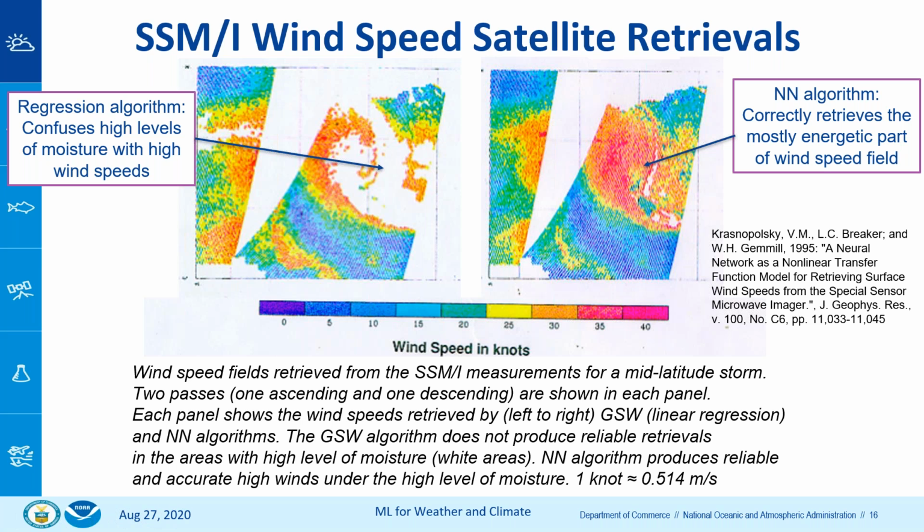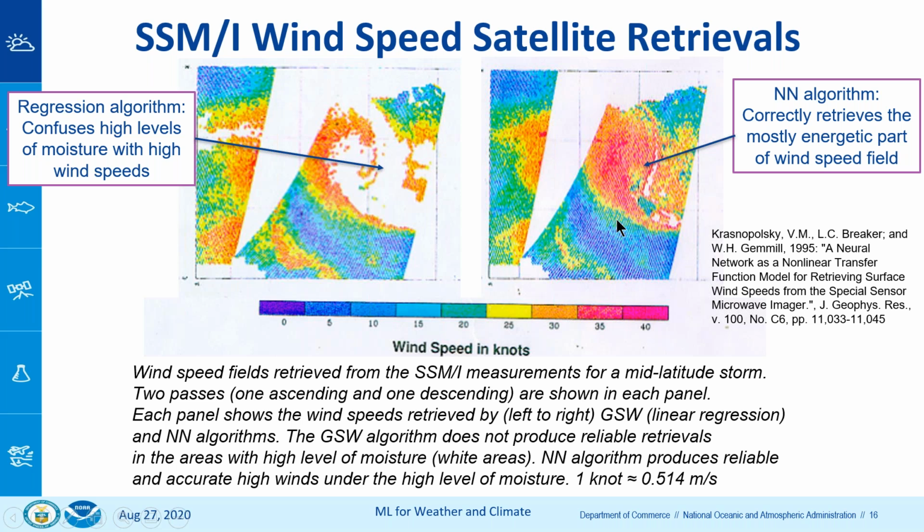Why they appear here. The regression algorithm cannot resolve the very nonlinear, complex situation in the center of the storm. There is a high level of water vapor, a high level of liquid water, and high wind speeds, and the regression algorithm cannot resolve these signals. It's too nonlinear for regression. A neural network can successfully resolve these signals and provide retrieval in the center of the storm.